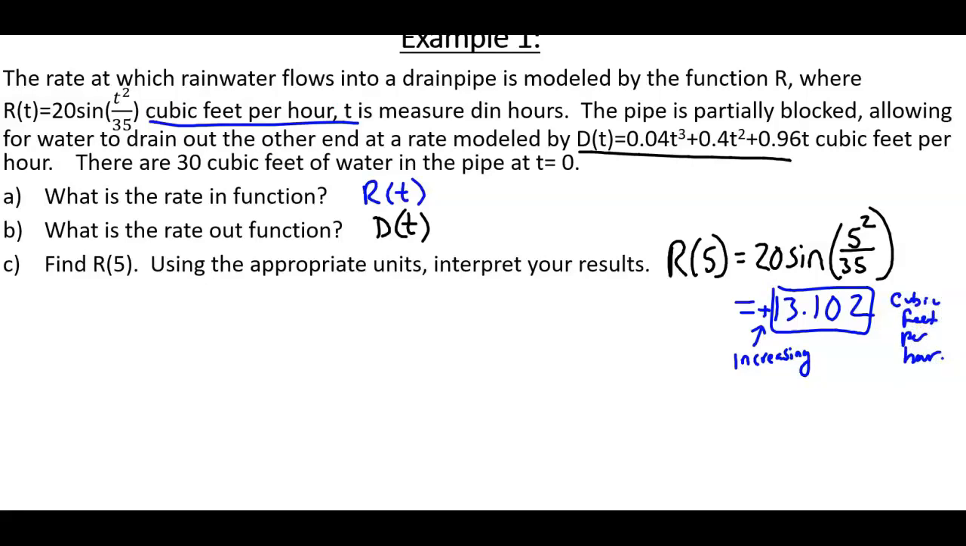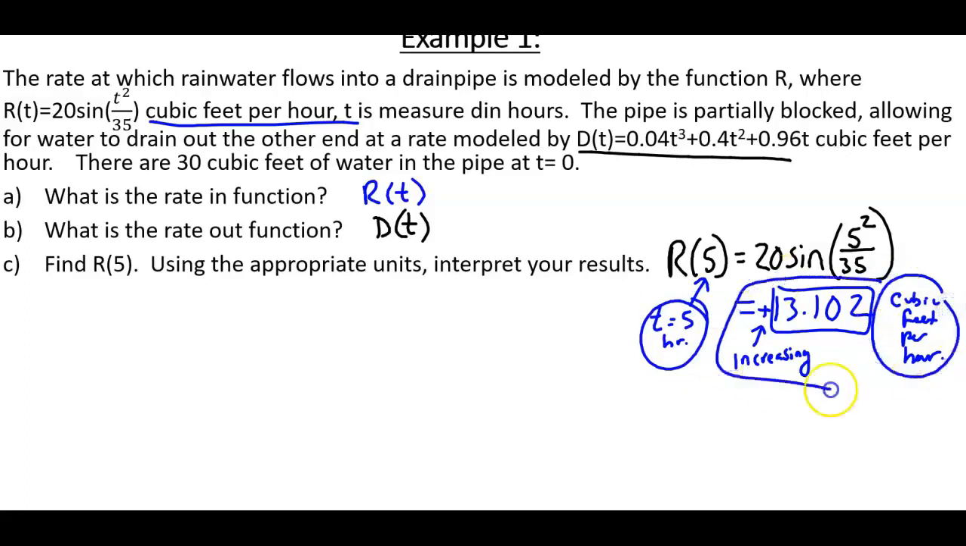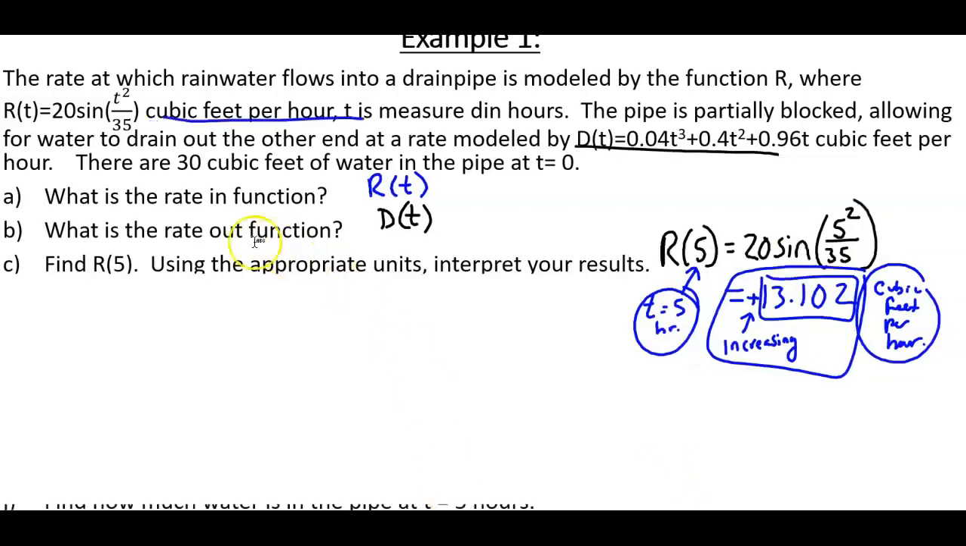Okay, and this thing that we just plugged in here, that's the time. That's t equals 5 hours. So my interpretation, as I've told you guys in the past, has to have three things. It has to have the units of your input, the units of your output, and then the context. And so here's the proper interpretation of that result.